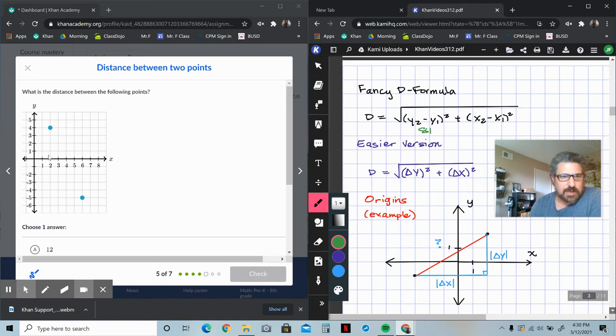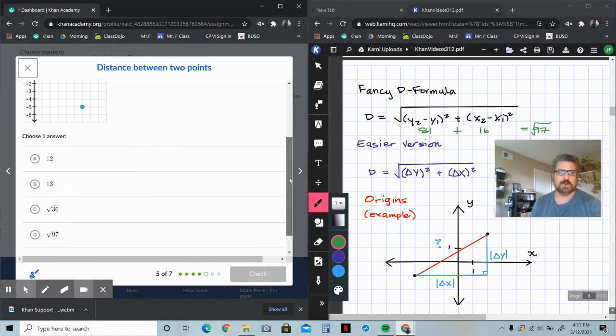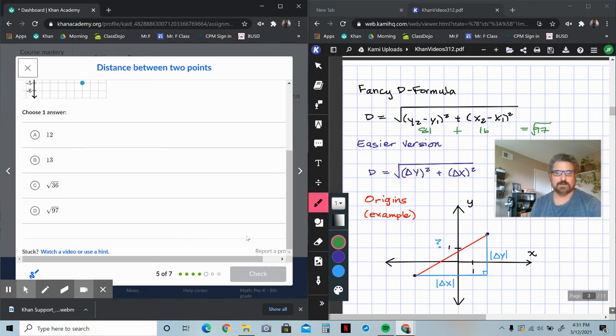And then the change in x is going to be how far over to the right? 1, 2, 3, 4. So that's going to be 4. 4 squared is 16. So really you're looking at 81 plus 16, which is 97. So it's going to be the square root of 97, and that would be the answer. That is not a perfect square, so you're just going to put it in exactly as it is.